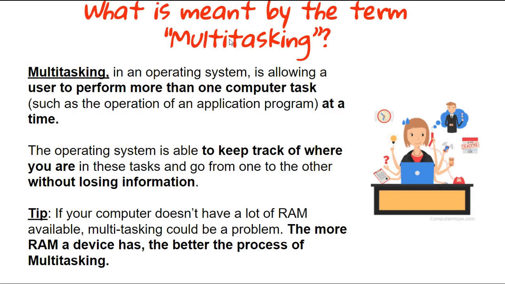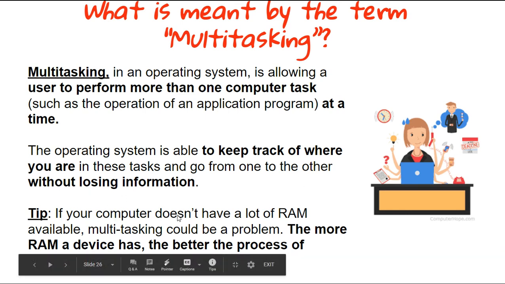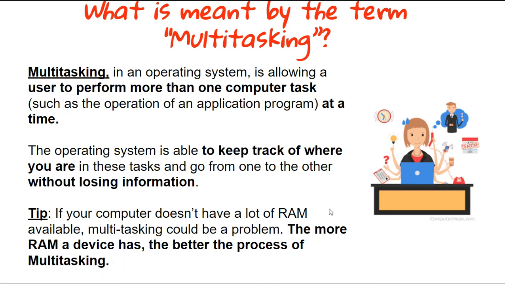What is meant by multitasking? Multitasking in an operating system is allowing a user to perform more than one computer task, such as the operation of an application program, at a time. The operating system is able to keep track of where you are in these tasks and to go from one to another without losing the information. If your computer doesn't have a lot of RAM available, multitasking could be a problem. The more RAM a device has, the better the process of multitasking.